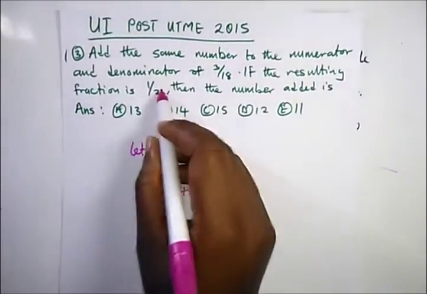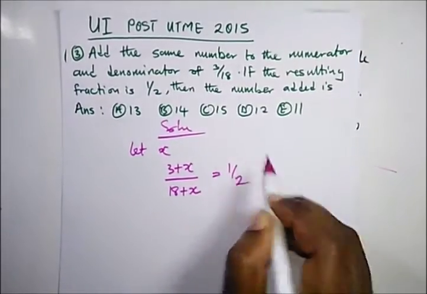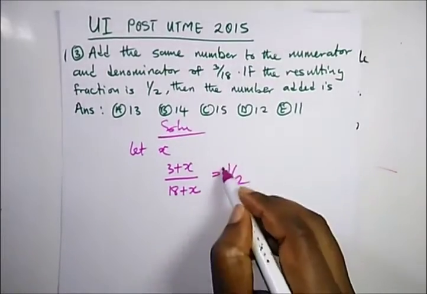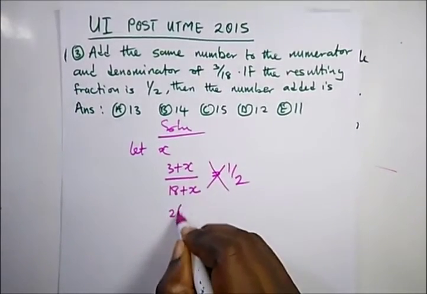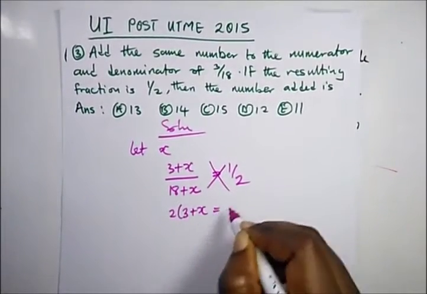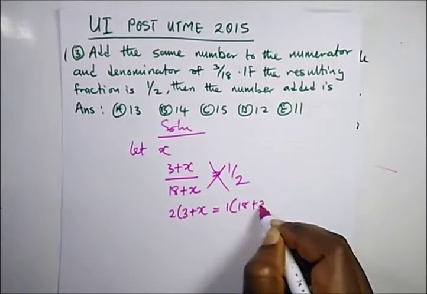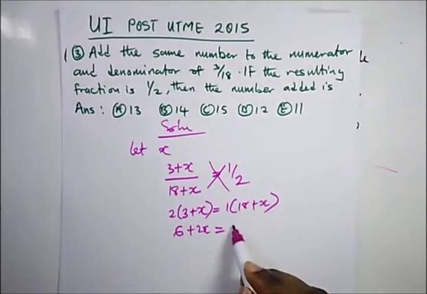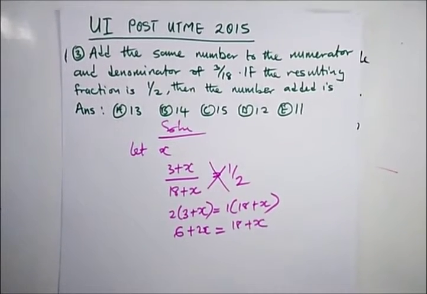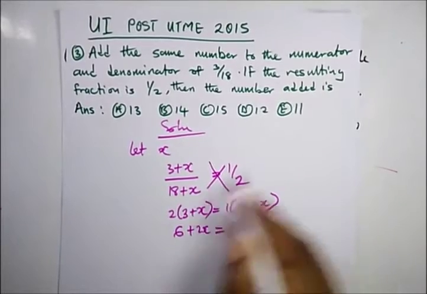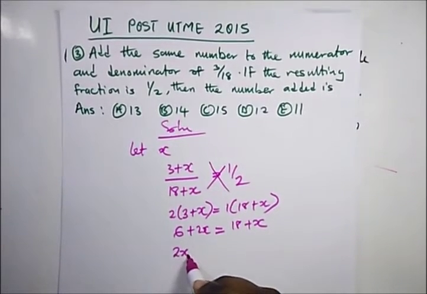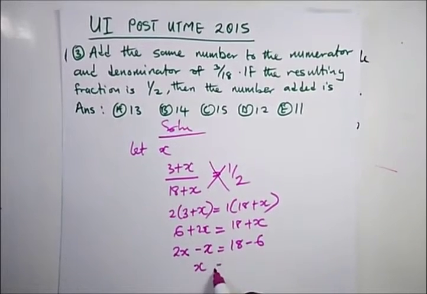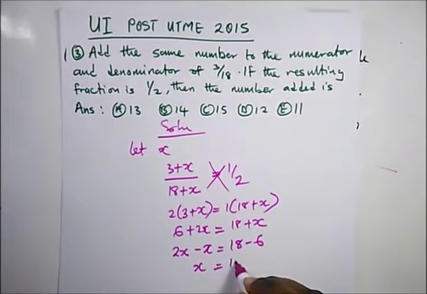If the resulting fraction is half, then the number added is what we're looking for, x. Just cross multiply, right? So we have 2 bracket 3 plus x equal to 1 bracket 18 plus x. Let's open the bracket here. We have 6 plus 2x equal to 18 plus x. Let's take like terms. Bring x here, take 6 here. So we have 2x minus x equal to 18 minus 6, which gives us x equal to 12.